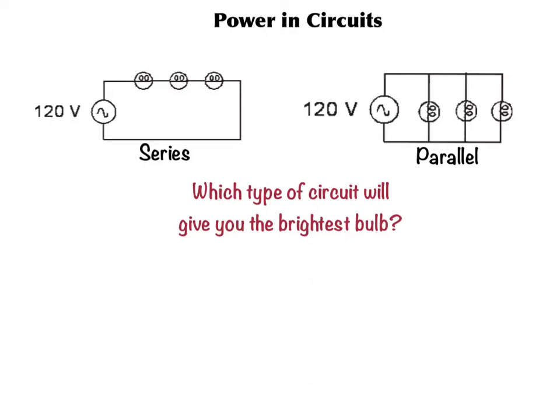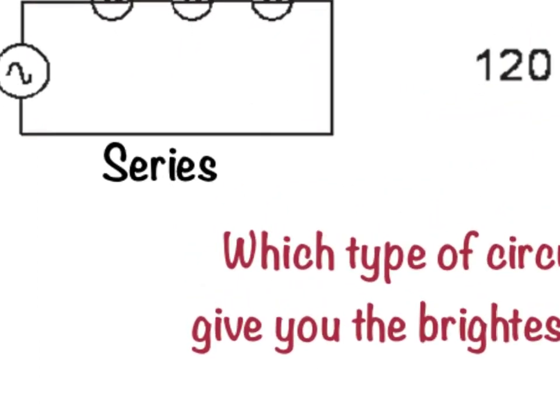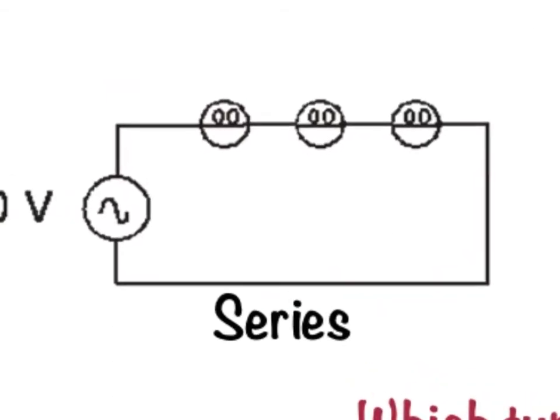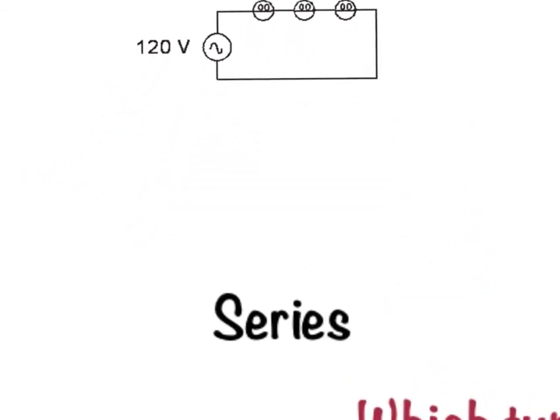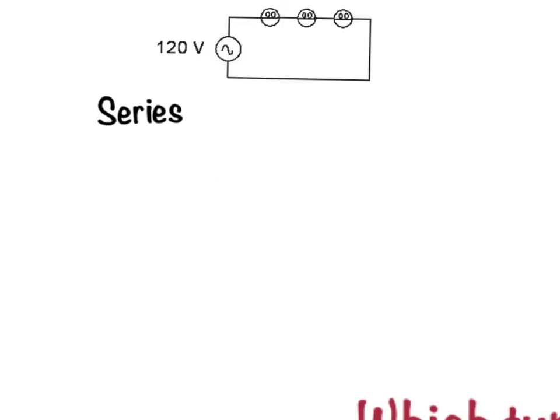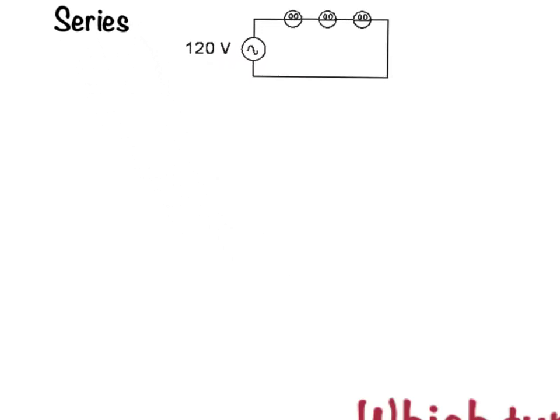Well, the bulbs that operate with the greatest amount of power are the brightest. So, if we find the power dissipated by the bulbs, we can figure out which circuit would give us the brightest bulbs. Let's look at a series circuit first. We know that one bulb will operate at 75 watts, so we can use that to help us figure out the resistance of the single bulb.